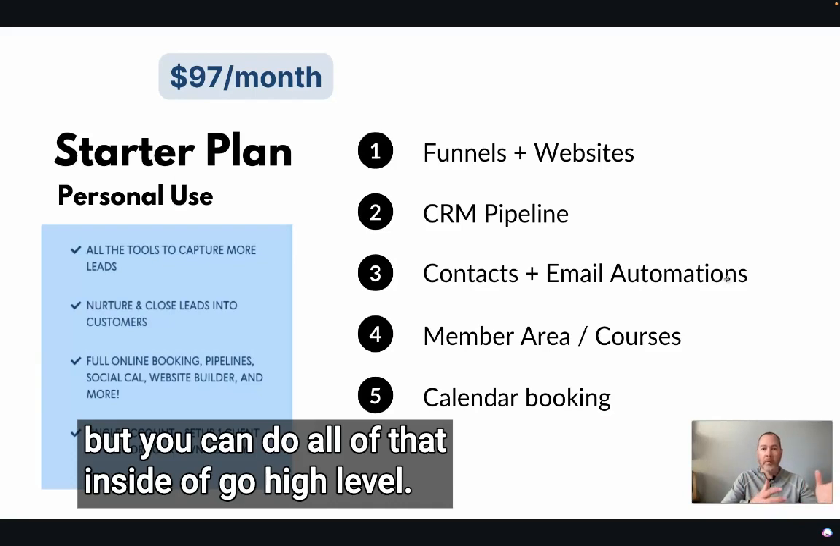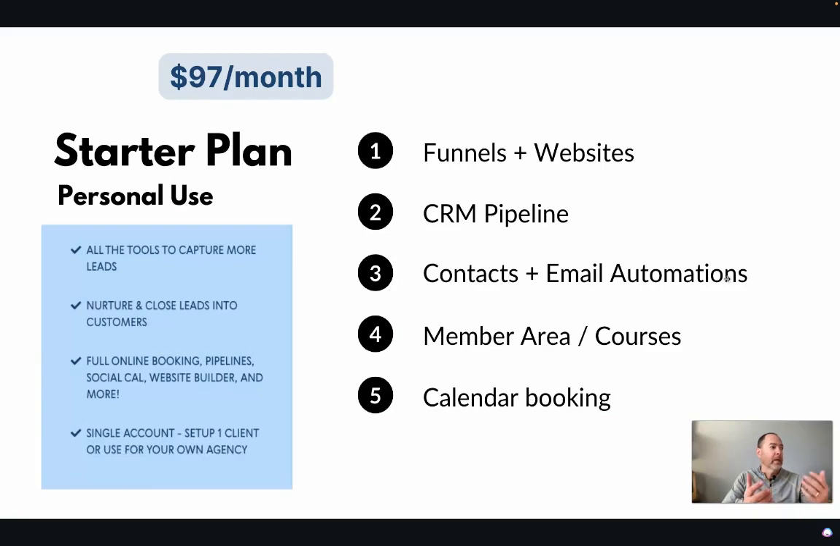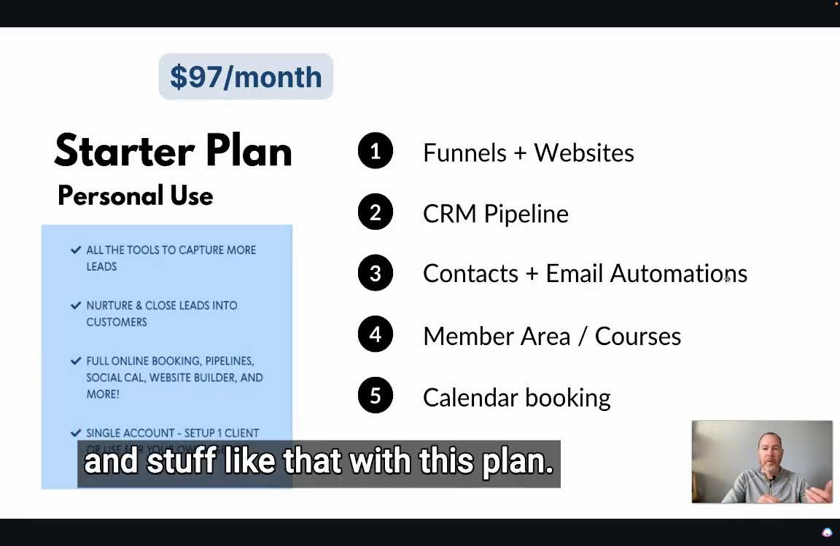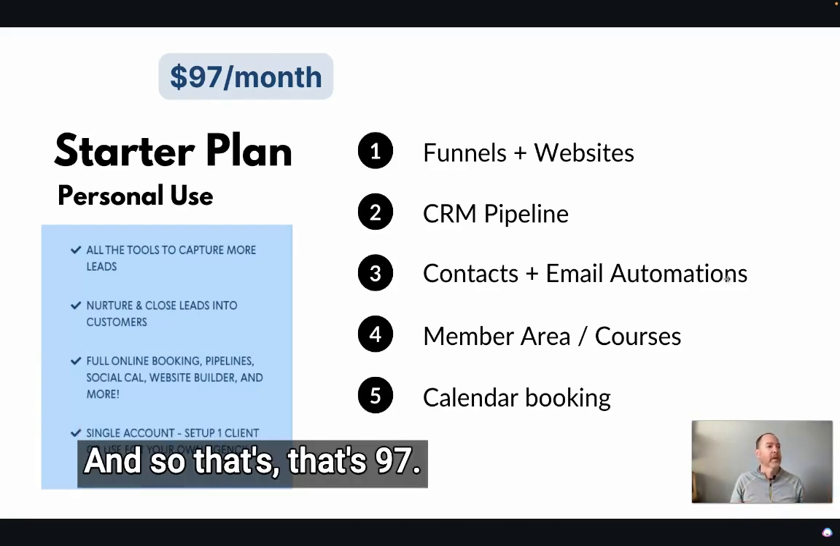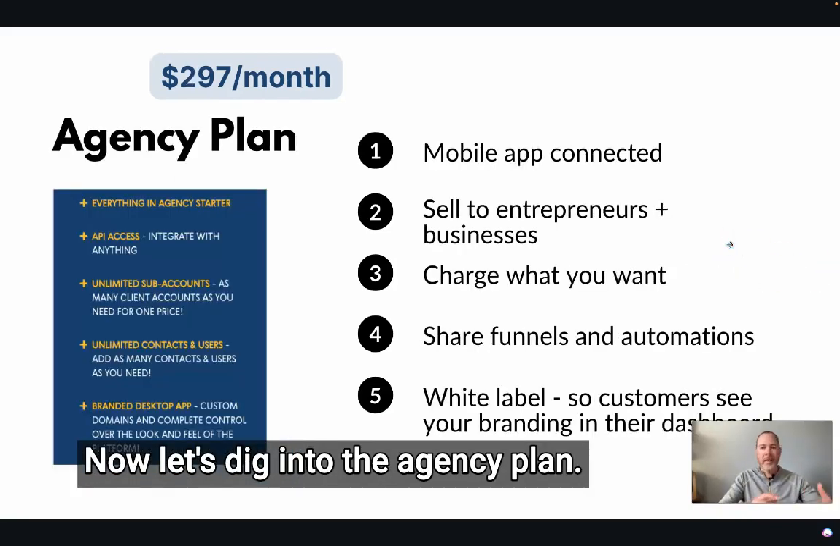But you can do all of that inside of GoHighLevel, so it's super nice in that respect. Basically, you can set up unlimited pages and funnels with this plan, okay? And so that's $97 per month. Now let's dig into the agency plan.